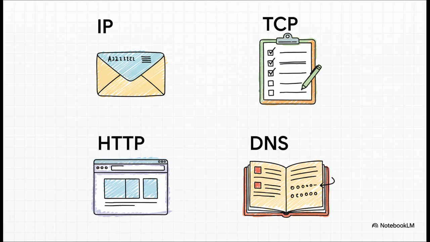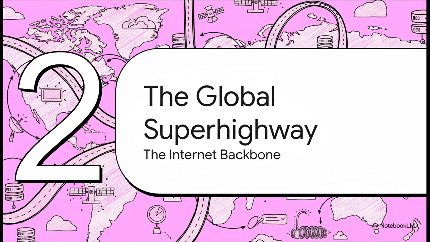HTTP is the protocol that basically builds the websites you see. And DNS? That's the internet's giant address book, turning a simple name like google.com into a numerical IP address that computers can actually find. Okay, so we've got the rules of the road. But what about the roads themselves?